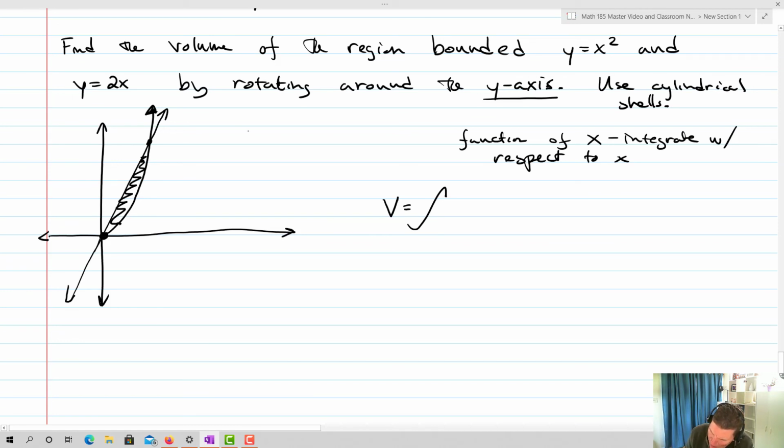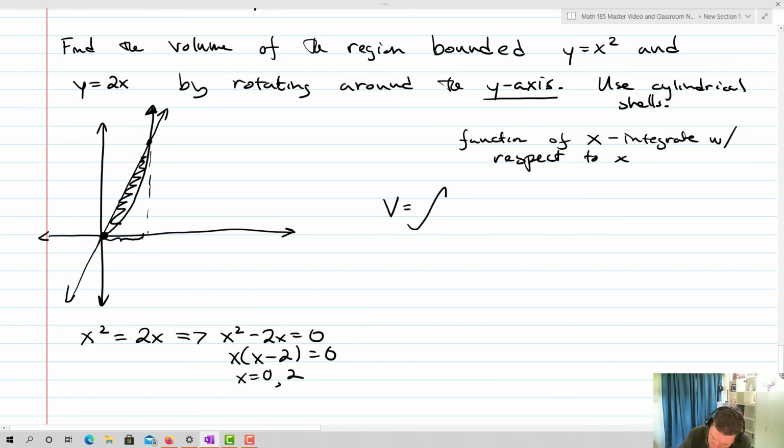So for my interval, I start out with x squared equals 2x. We'll set the 2 functions equal to each other, and that means x squared minus 2x equals 0. So x times (x minus 2) equals 0, and so x equals 0 and 2. That actually ends up giving me my interval along the x-axis, which is great. We're going to go from 0 to 2.